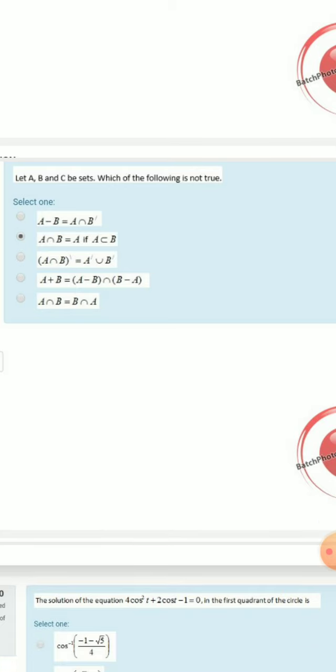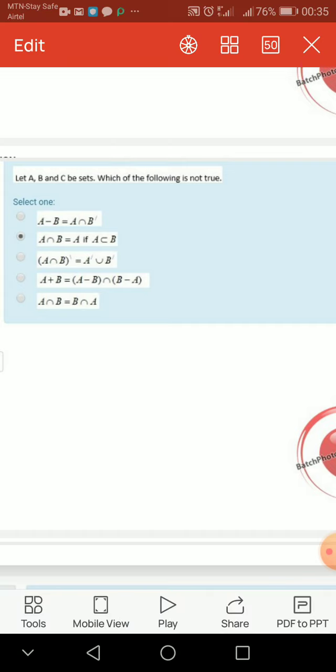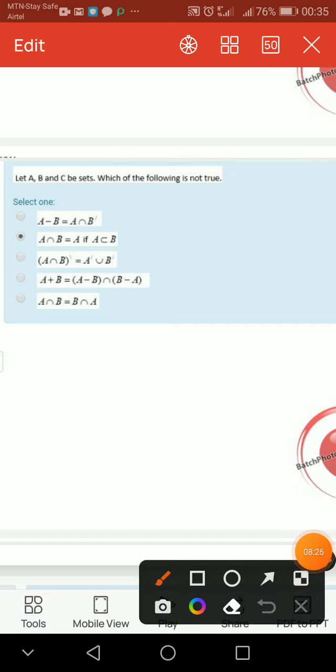So number three says A intersection B complement is equal to A complement union B complement. That's also correct. That's De Morgan's rule. Then number four, A plus B is A minus B intersection B minus A. No, that's wrong. That's very wrong. That's supposed to be symmetric difference. But the formula for symmetric difference is that A plus B is equal to A minus B union B minus A. Okay, so there is everything wrong with that. So this is wrong. But this other one is correct: A intersection B equal to B intersection A. That's the commutative law. So we should try to learn the laws.